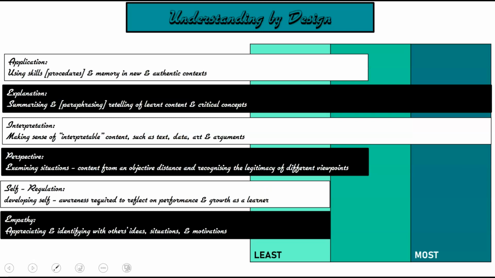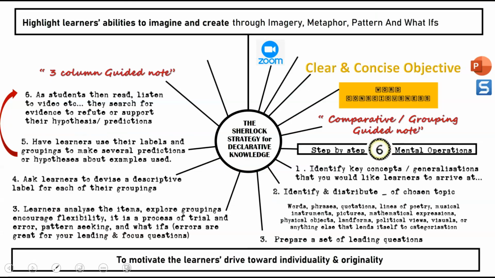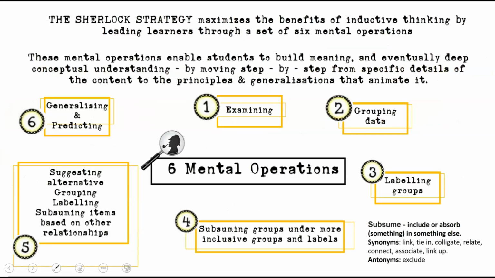Understanding by design. Look at those, interpretation and explanation, how high they are. And then those are the elements you must have for the Sherlock strategy, inductive reasoning. And these are the mental operations, the 6 mental operations that it includes. So it's really a brilliant, brilliant strategy to use.